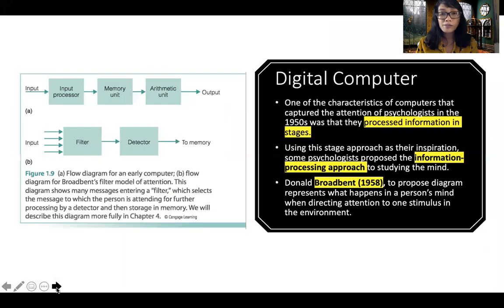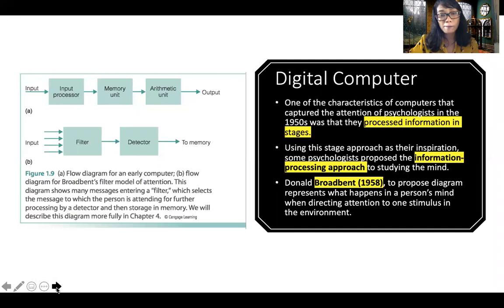So in the 1940s, the first digital computers were developed. It's a huge machine, as you may recall. For the first time, it could analyze data and suggest a new way of thinking about the mind. As you can see in this figure, it's called the flow diagram for a computer.